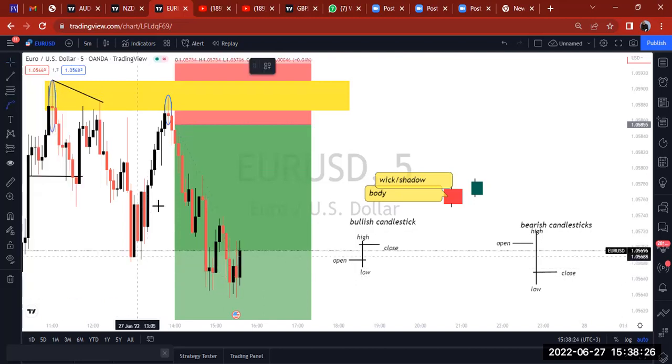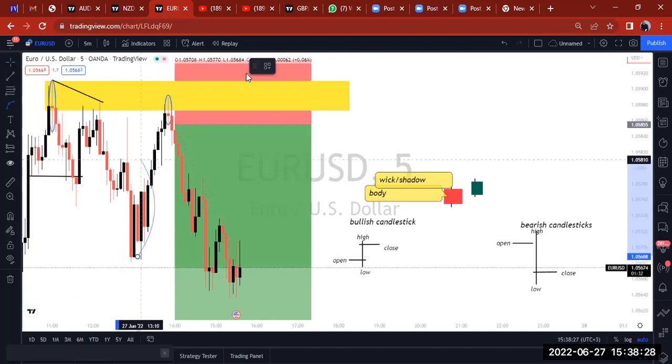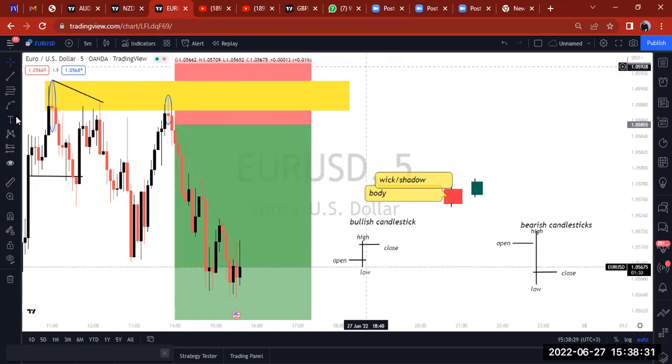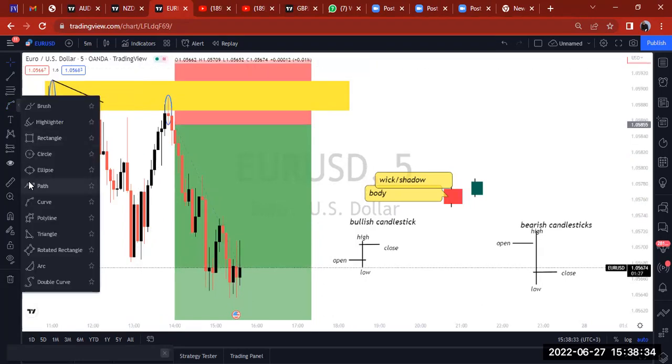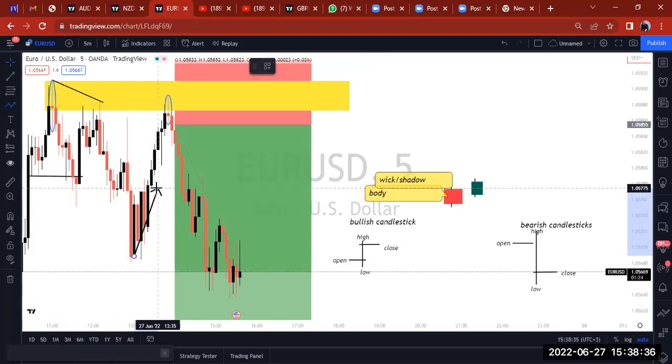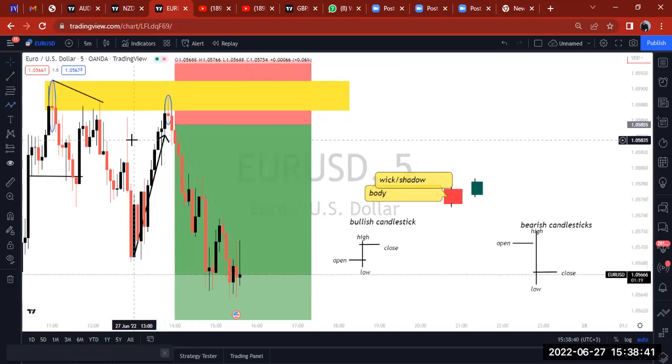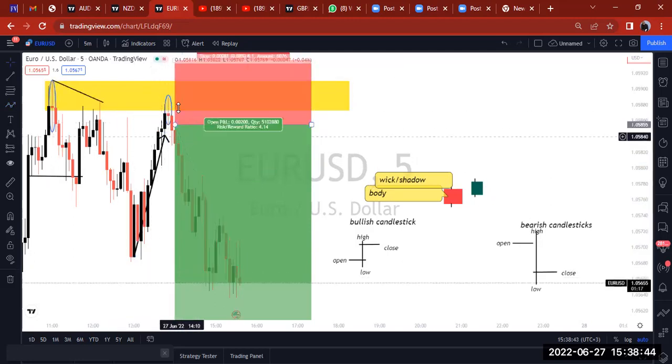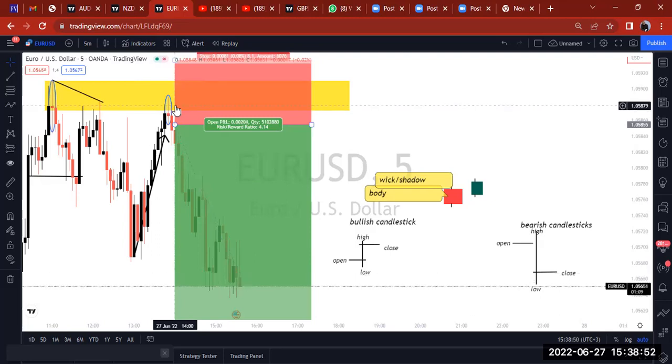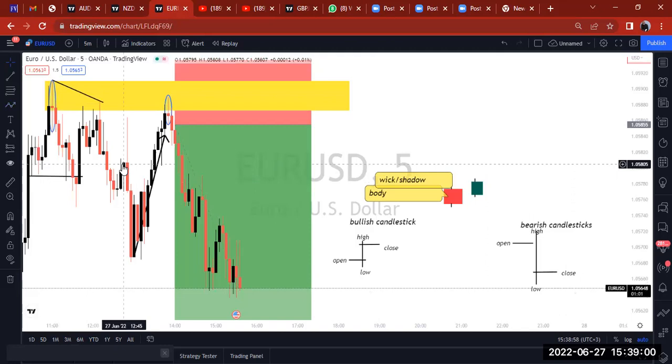You bought here, and price has been moving higher and higher to these levels. Then once you see a doji candlestick being formed, that is an illustration that you should start taking your profits, or you should start taking your partial profits. The same applies in a downtrend.